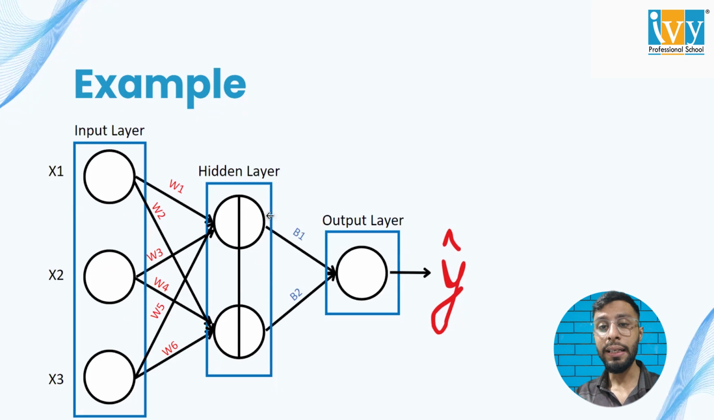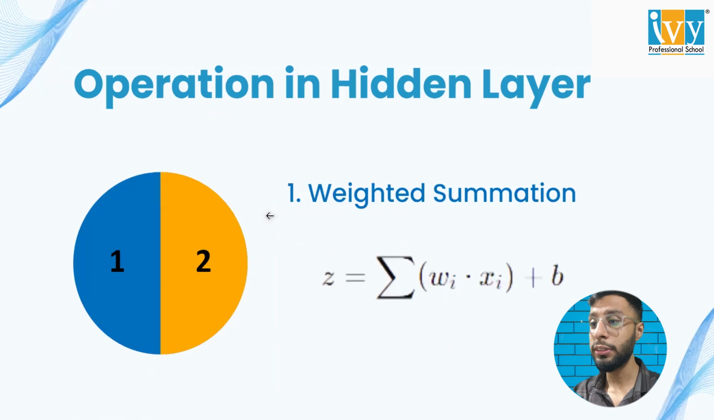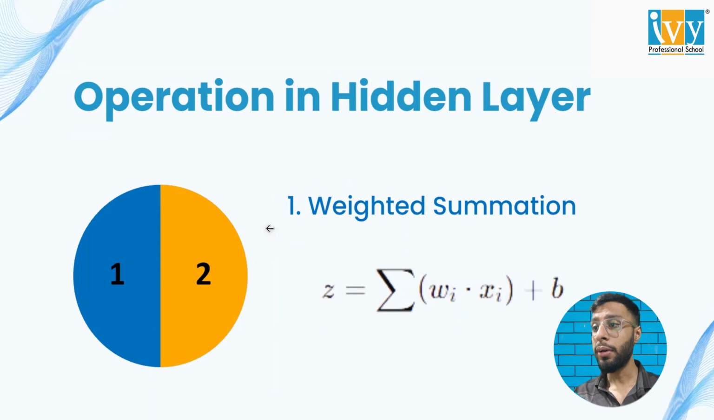Okay, now what is the hidden layer? The hidden layer in a neural network lies between the input layer and the output layer, and it performs two operations that are not visible to the outside world. Now let's talk about the two operations. The first operation that the hidden layer performs is called weighted summation. Now what is weighted summation? For weighted summation, each neuron computes a weighted sum of inputs, which is a linear transformation.